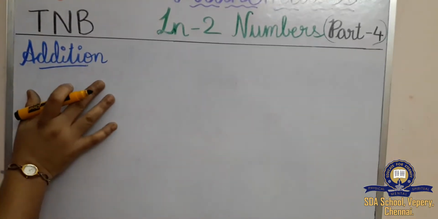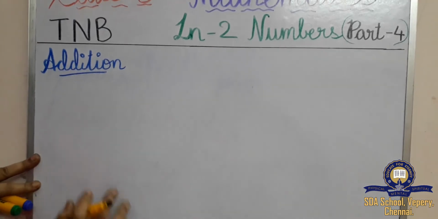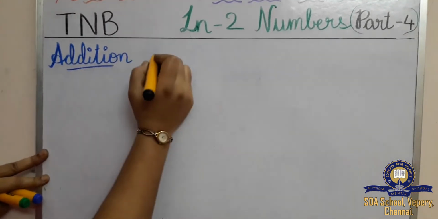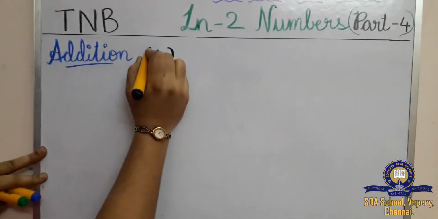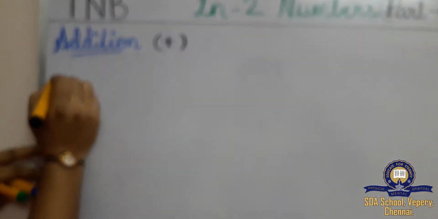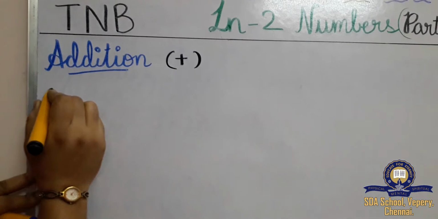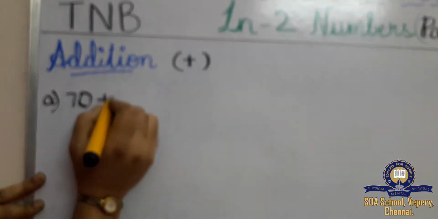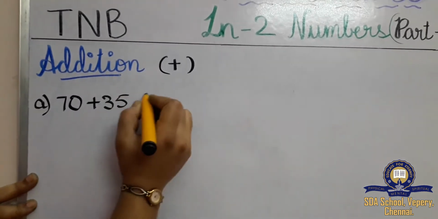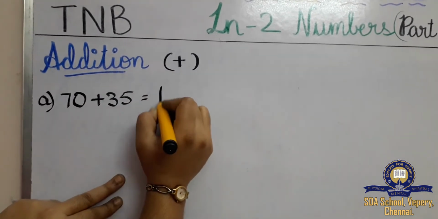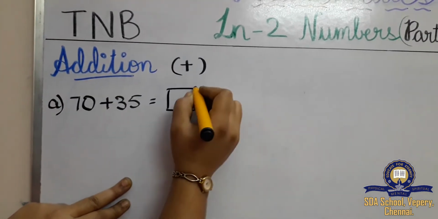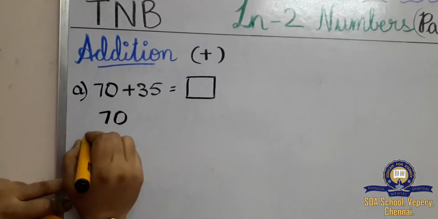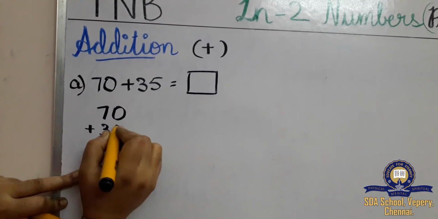So today's topic is addition. Okay, addition. The symbol is plus. You have learned in your before classes. Okay, so I'll give you one sum. 70 plus 35 is equals to how much? Okay, so here 70 plus 35.